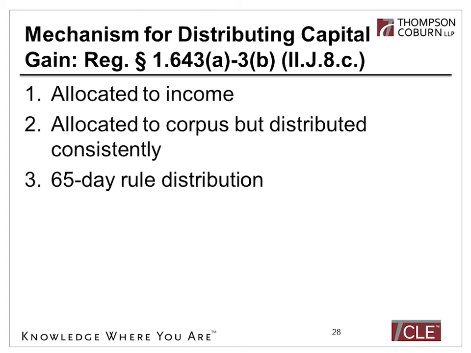The first, when capital gains are allocated to income. The second, when capital gains are allocated to corpus but distributed consistently. And the third we reference as the 65-day rule distribution, and that's when capital gains are allocated to corpus but actually distributed to the beneficiary or utilized by the fiduciary in determining the amount that is distributed to the beneficiary.